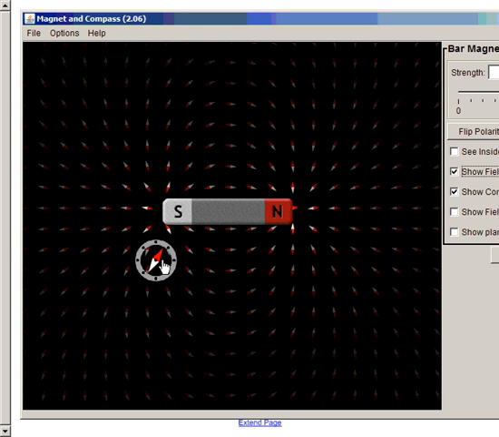If we were to look inside the magnet, we would see exactly the opposite. Inside, the magnetic field points toward the north pole, and also points away from the south pole.